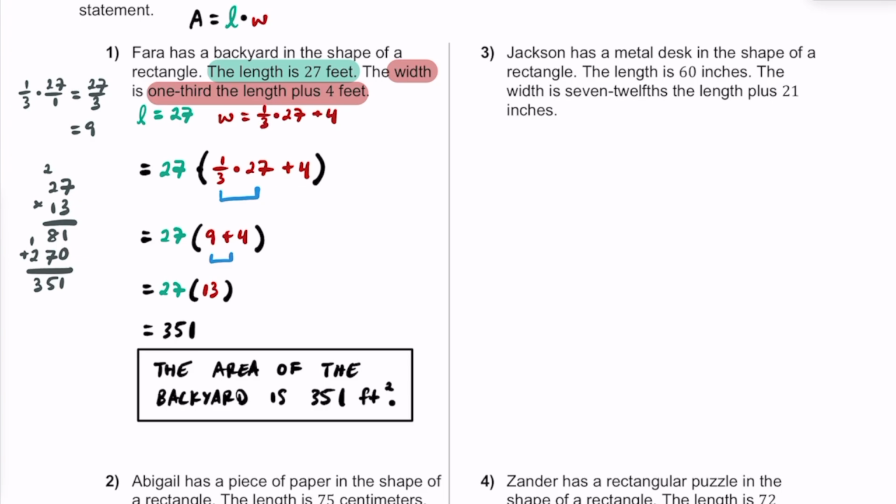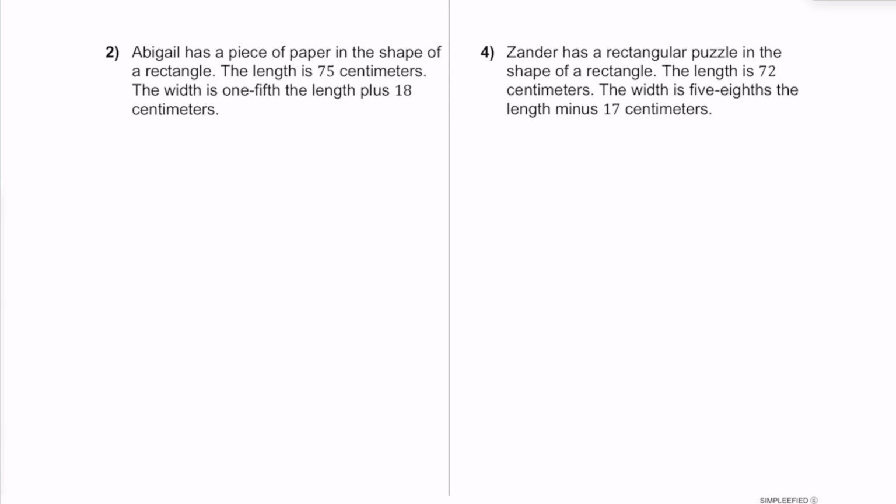All right, let's check out number 2. In number 2, Abigail has a piece of paper in the shape of a rectangle. The length is going to be 75 centimeters. So I'm going to highlight this as our length. Okay, I'm going to write that down. Let's identify the dimension. Length is 75 here. And what about the width? Well, for the width, it says that it's going to be 1/5 of the length plus 18 centimeters.